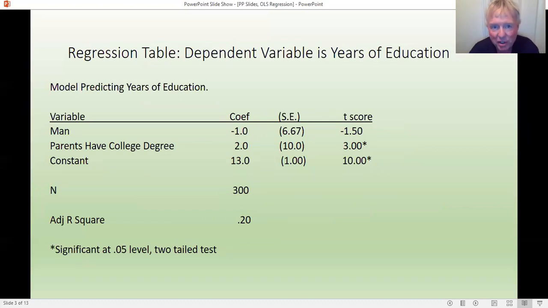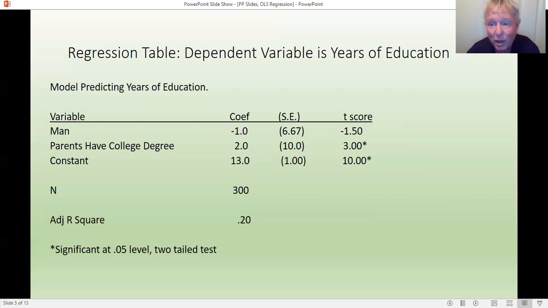Now, the regression table basically is set up like this, where the dependent variable in this model is years of education. It's just a basic dependent variable, and what we're trying to do is predict the years of education each individual in a sample will have. And we have two independent variables to help predict the years of education.